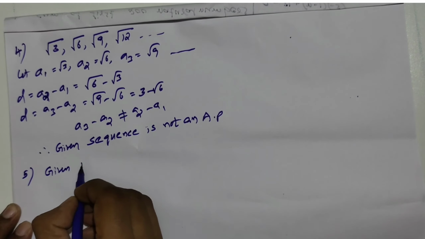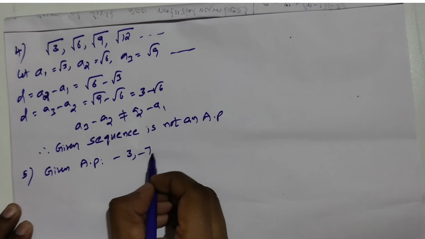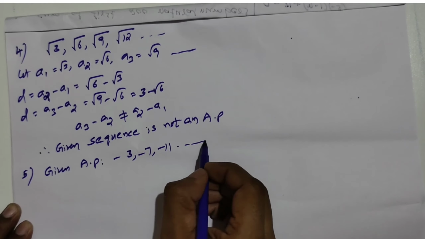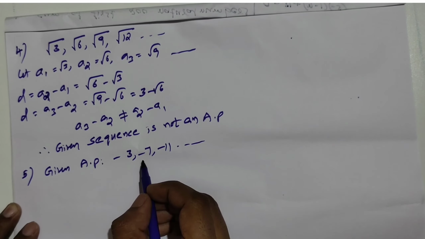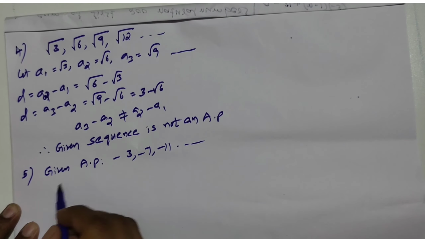And next, in the fifth sum, for the given AP minus 3, minus 7, minus 11 and so on, can we find directly a30 minus a20? So can we find a30 minus a20?